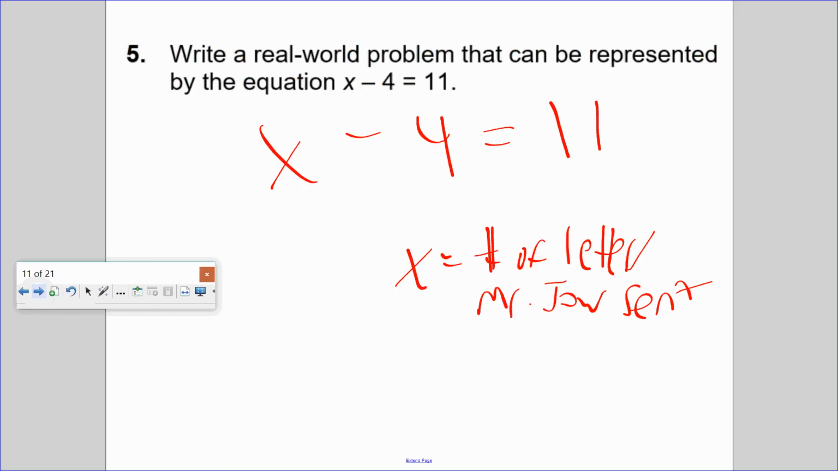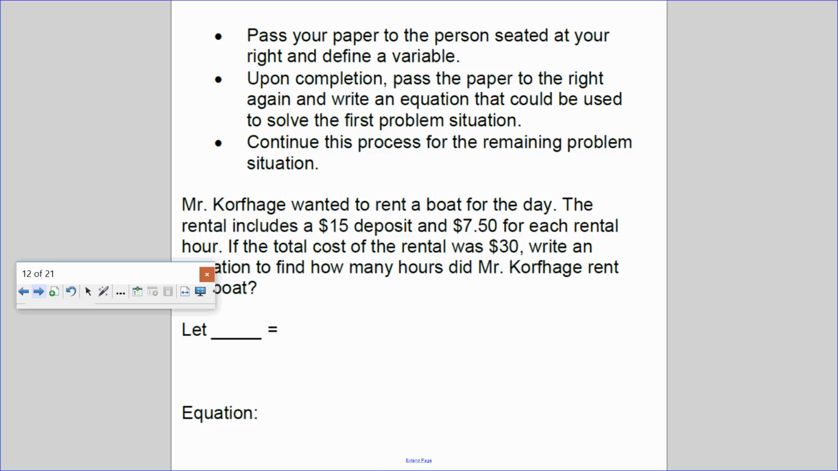And our last activity, you're going to be working in your tribe. You're going to be getting a problem. It's called a round robin. One person is going to read it, then they switch. Then they're going to define the variable, and they switch to the next person. Then you write the equation, and you switch it, and hopefully it is correct. Okay, so let's look at the first example.